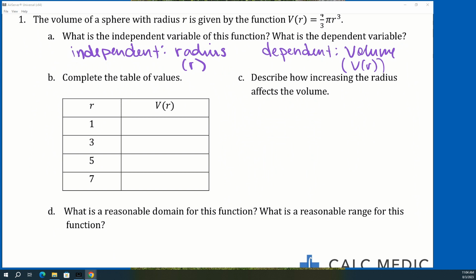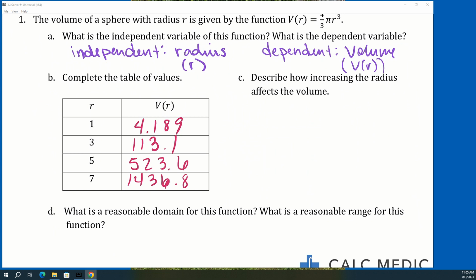Okay, to save on time, I already plugged these in. I'm fairly confident you can plug numbers into your calculator. So when I plugged in 1 as the radius, I got a volume of 4.189. 3, I got 123.1. 5, I got 523.6. And 7, 8. All right, and then C asks to describe how increasing the radius affects the volume.